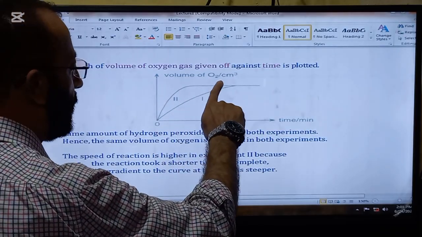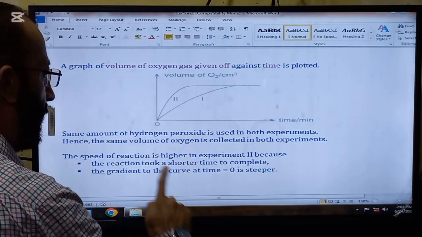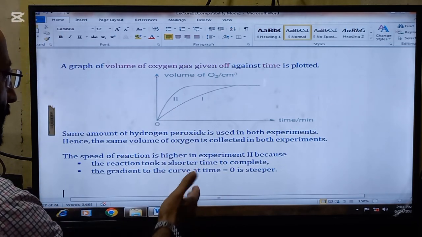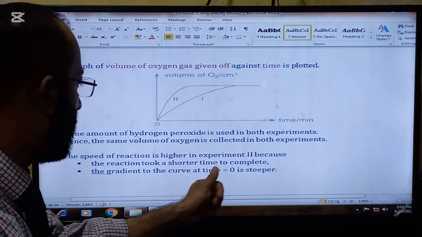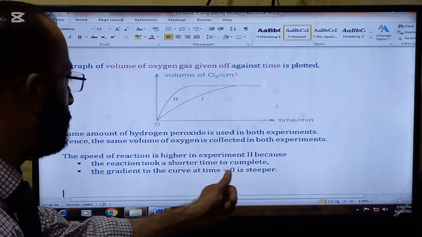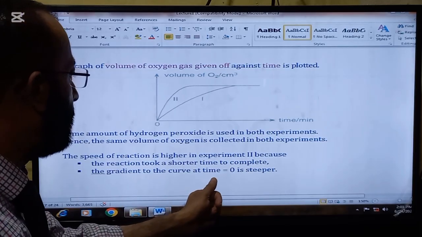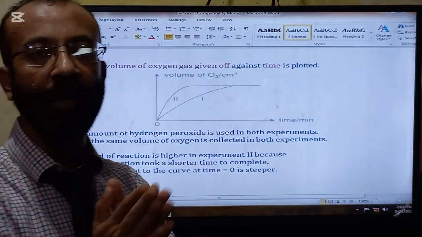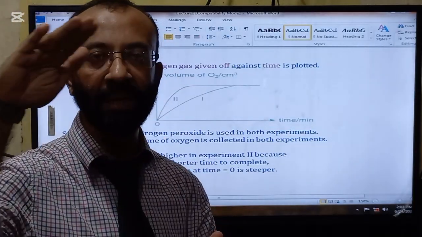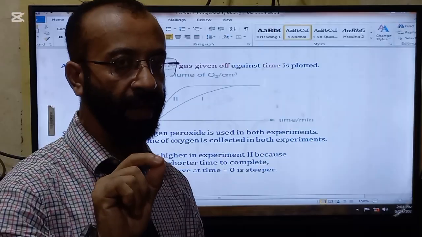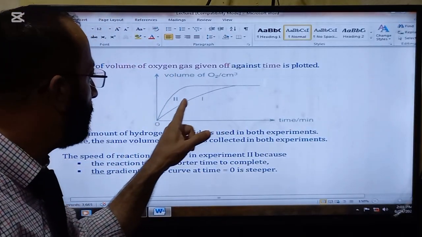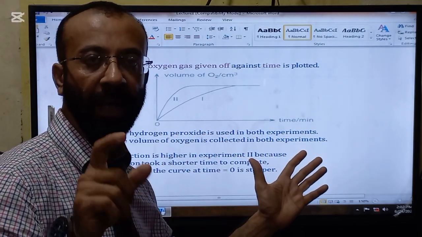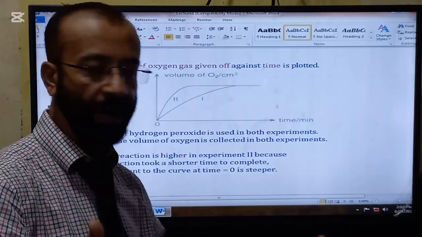This second curve, curve 2, is the experiment in the presence of the catalyst. The speed of the reaction is higher in experiment 2 because the reaction took a shorter time to complete. The gradient of the curve at time t = 0 is steeper. The steepness of the curve shows the rate of the reaction. The more steep the curve, the higher the rate of the reaction. The less steep the curve, as in curve 1, the slower the rate of the reaction.